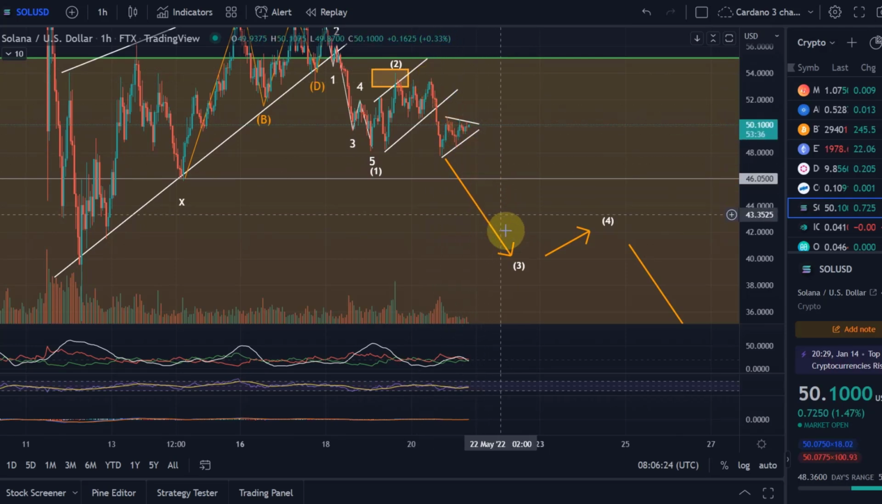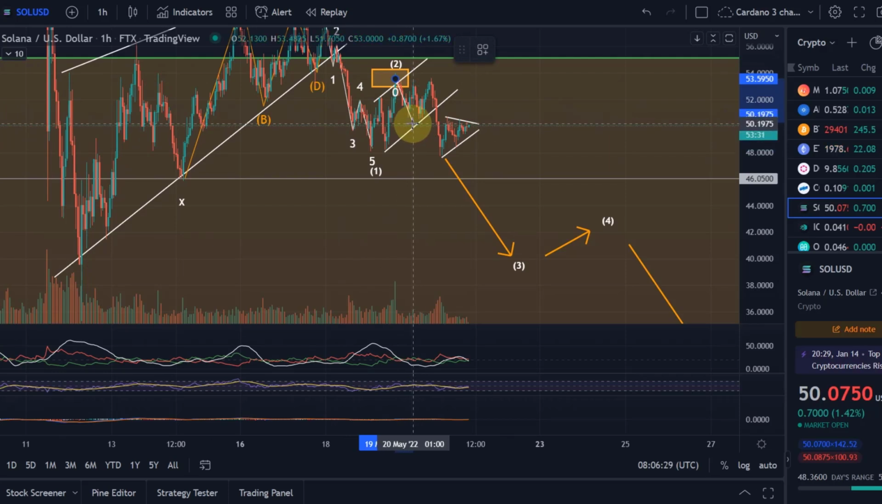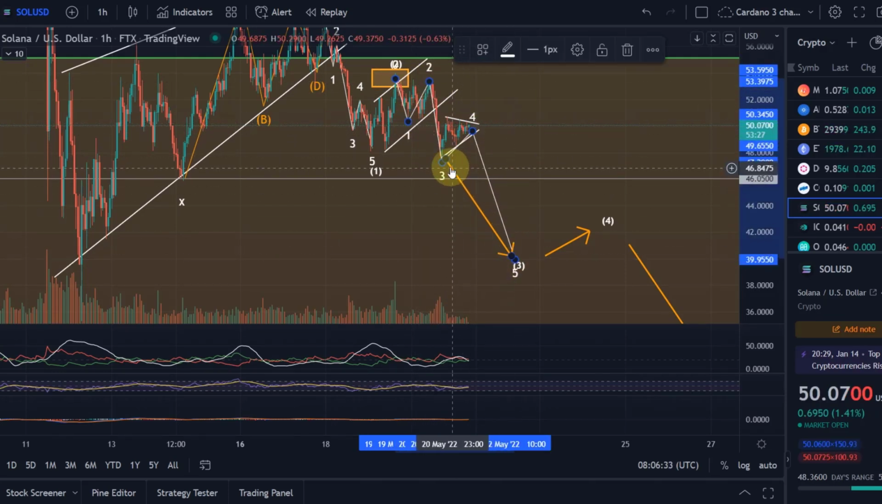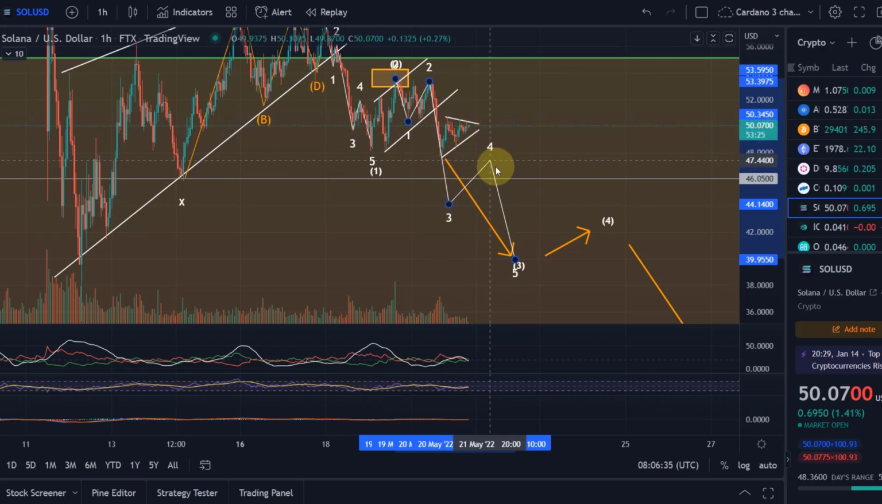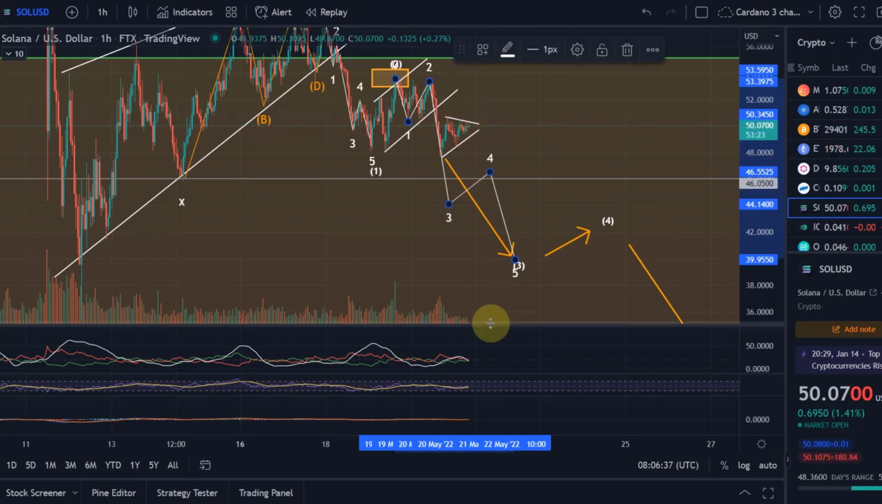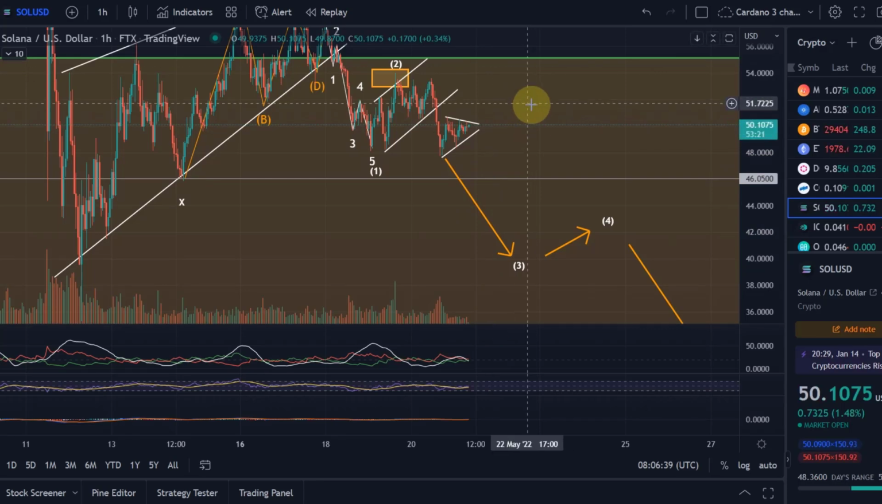Might be that this wave 3 isn't finished yet. I don't want to make it too complicated, but in a sense it could be like that: 1, 2, 3, 4, 5. Or the wave 3 isn't finished yet and we're going to see that down here somewhere. So this is currently what I'm looking at.